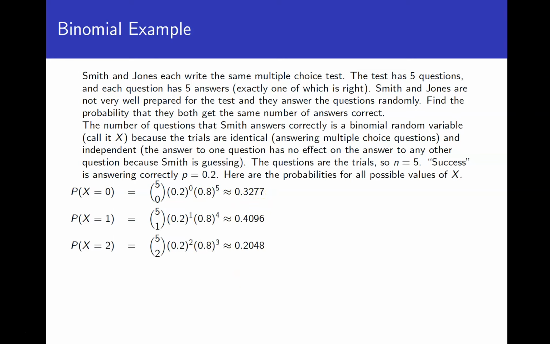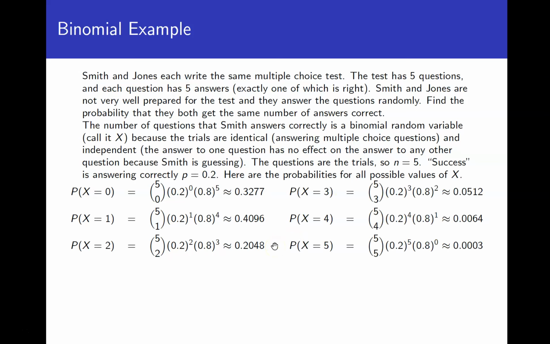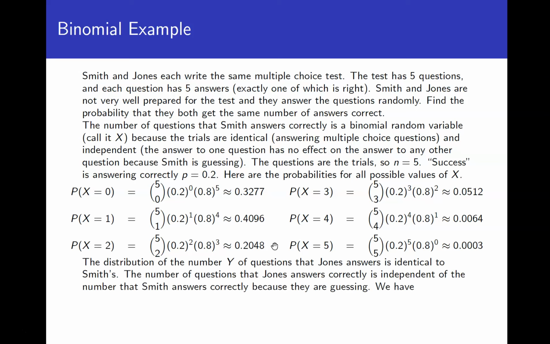We can calculate the other ones quickly using the same formulas. Here are your probabilities for exactly 1 correct, exactly 2 correct, 3, 4, and 5 correct. And you could check that this really does give you the PDF. Those should add up to 1, obviously, since we have a PDF for a binomial distribution. So these are the probabilities that Smith gets them correct. Those are the same as the probabilities that Jones gets that particular number of questions correct. And Jones's answers are independent of Smith's answers because both of them are just guessing.